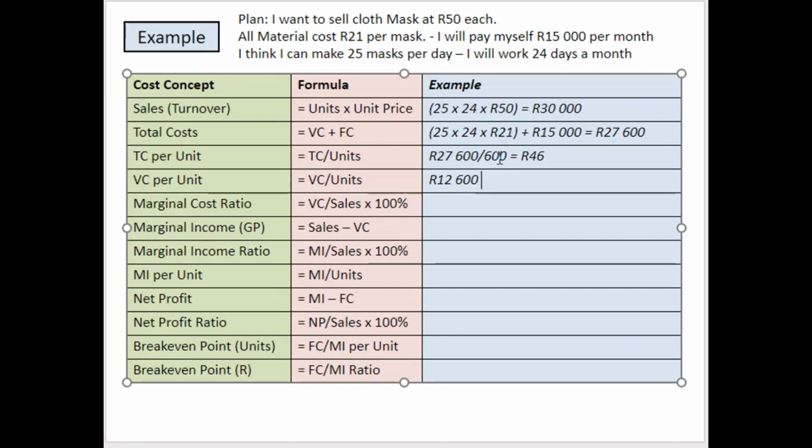So our variable cost is now 12,600, and we are going to manufacture and sell 600 units a month. So let's calculate that, and it is 21 Rand. That is my variable cost per unit.